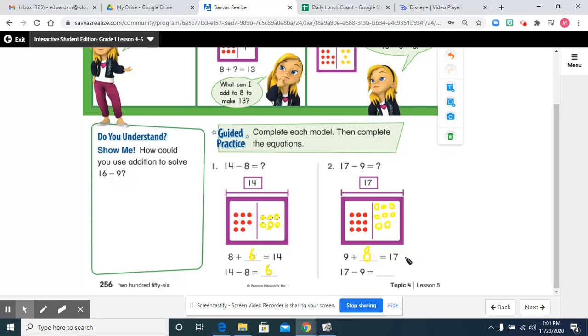Now you could probably guess what goes in this blank because these are related facts, so they have to have 3 of the same numbers. So we have 17 there, 17 there, 9 here, 9 here. And we figured out what the missing number was at the top. So 17 minus 9 should equal 8. Okay? So that's how you do those problems.